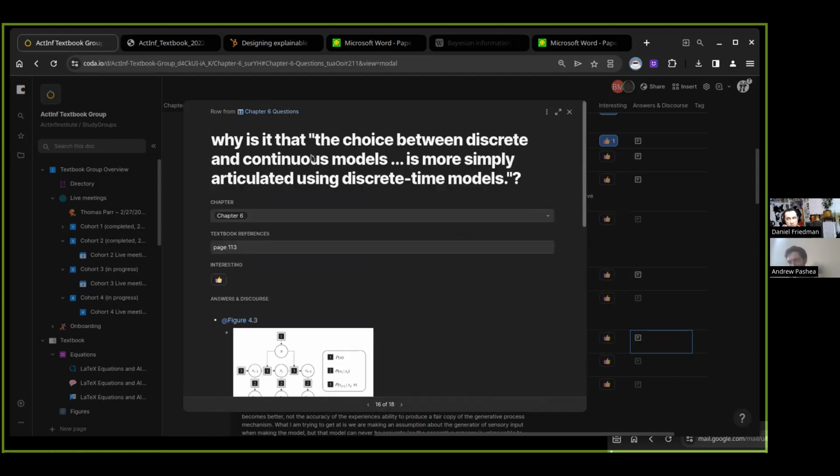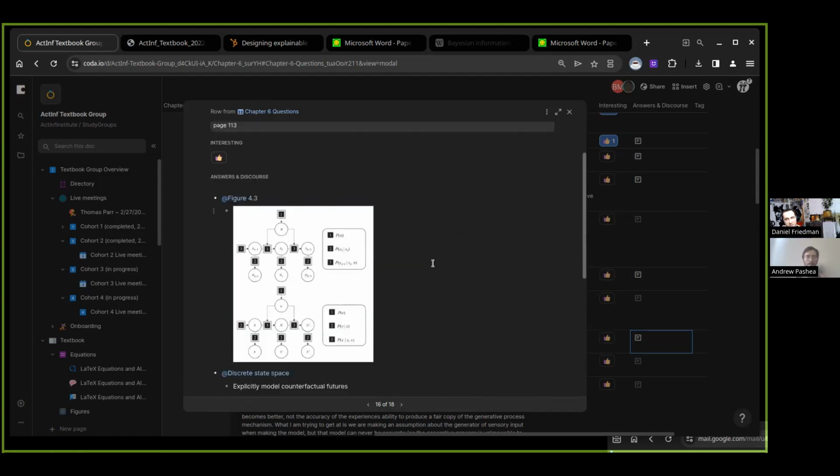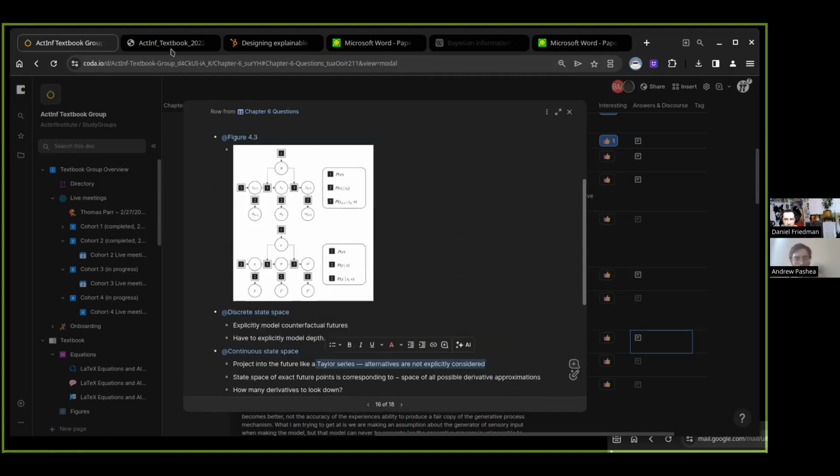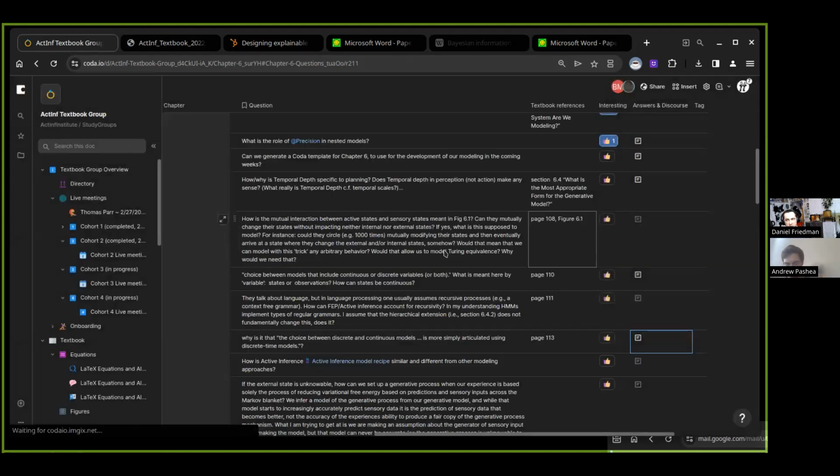So futures are explicit in discrete time models and interpretable explicitly, whereas in continuous time models, pasts and futures are kind of trivially predicted, such that it doesn't really make sense to talk about counterfactuals in the same exact way. And these models can be hybridized and fused, which is in chapter 8.